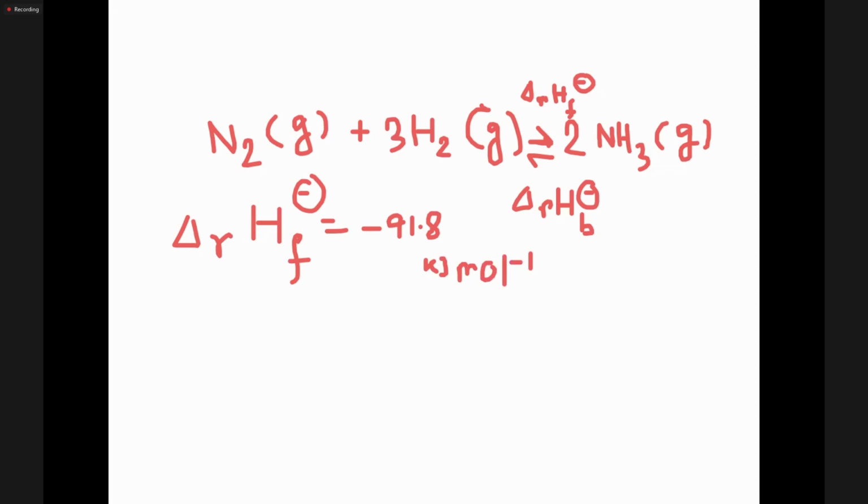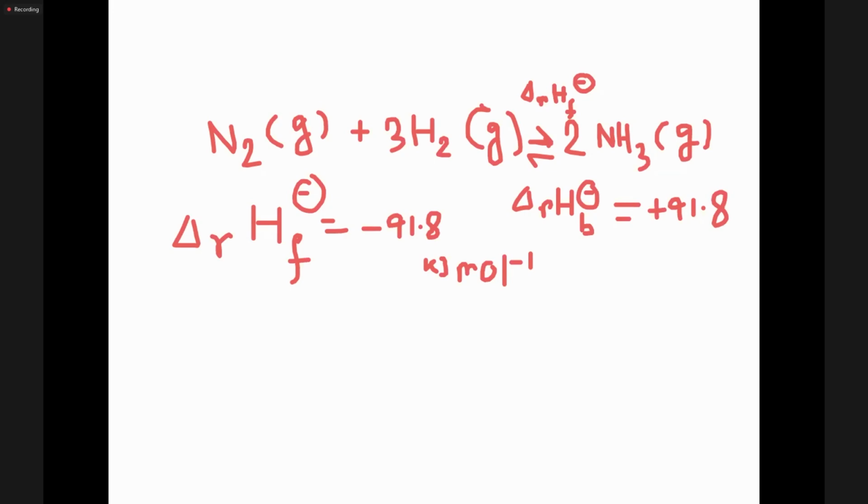So it is quite evident that the value of ΔR H backward will be just the opposite, because it is the reverse reaction of the first one. So it is plus 91.8 kilojoule per mole. So the value remains the same, but the sign gets reversed. So these are some important corollaries from our thermochemical equation that we learned.